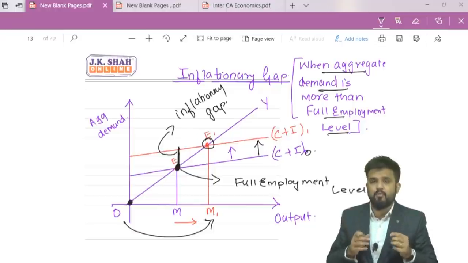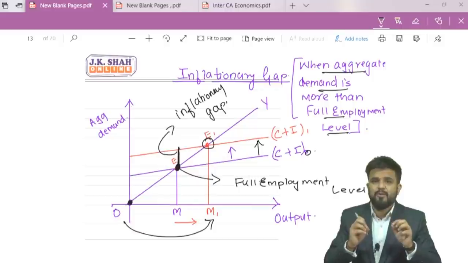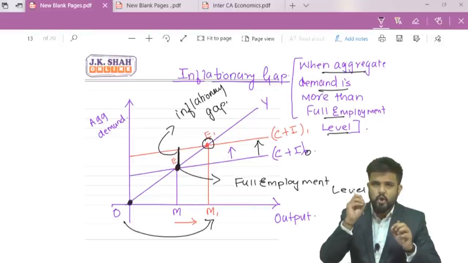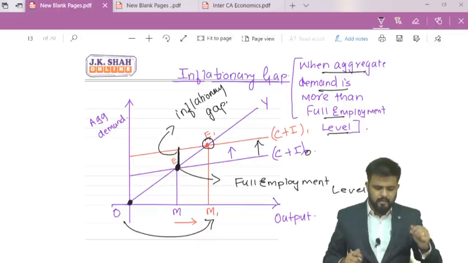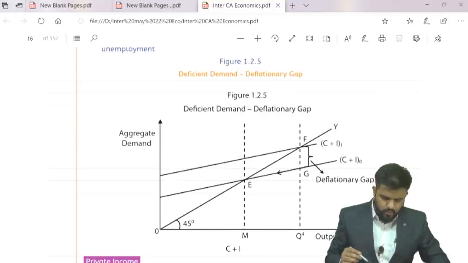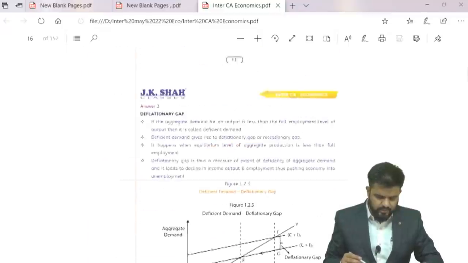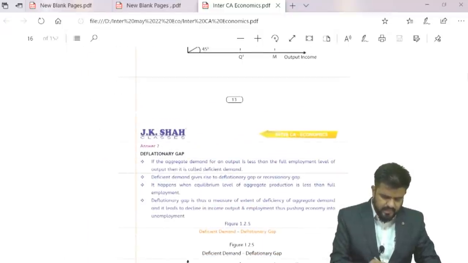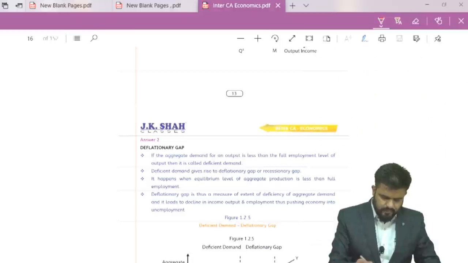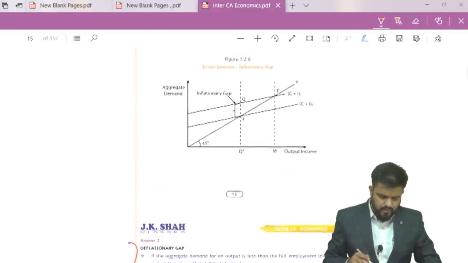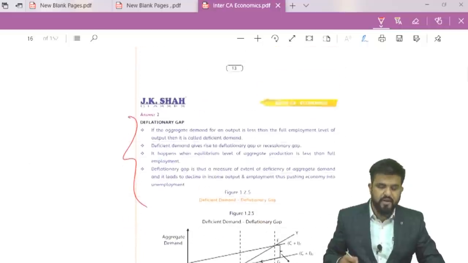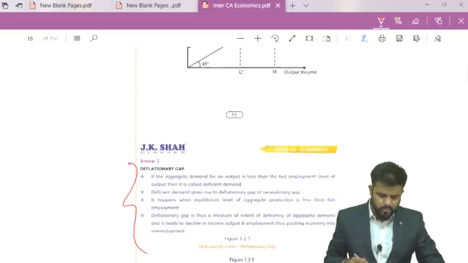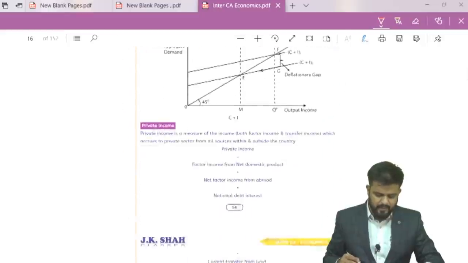Can come for 2 marks or maybe 3 marks. But I will request you all, wherever possible, please support your answer with a diagram. So students, in our notes, you can observe the answer is already given. Precise answer is given for inflation, deflation. Study this much, support your answer with diagram, and you score very good marks. So students, we are done with deflationary gap, inflationary gap.